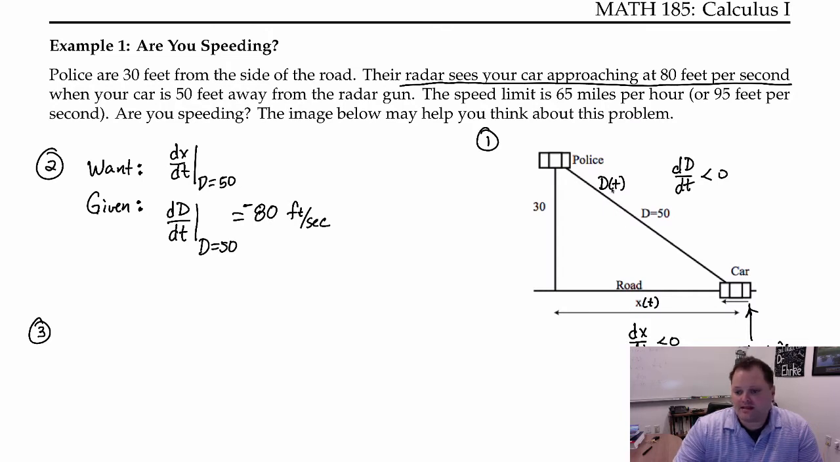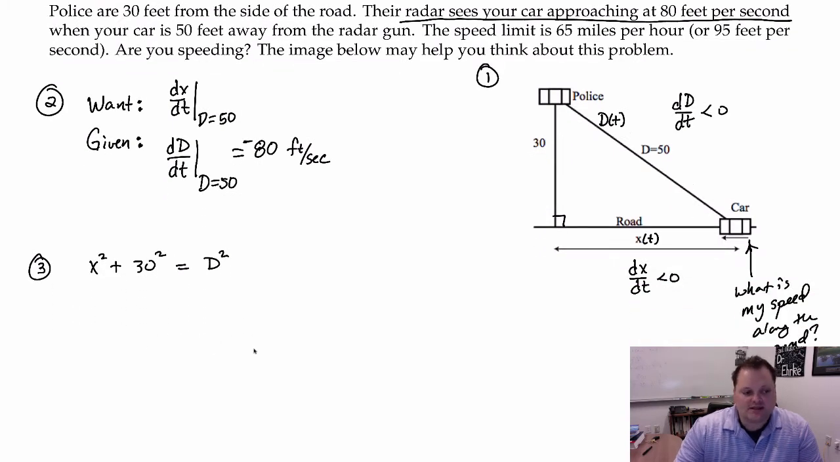So if you want to relate d of t and x of t, since this is a right triangle, you can use the Pythagorean theorem. So we know that x squared plus 30 squared equals d squared. And you may be tempted to solve for x since we want to know dx/dt, but resist the urge to do that because all you want in step 3 is the equation, and trying to solve for things algebraically in this step is going to probably lead to you making mistakes in step 4.